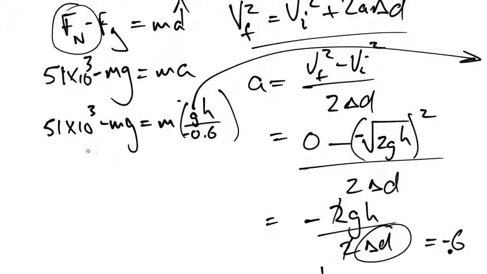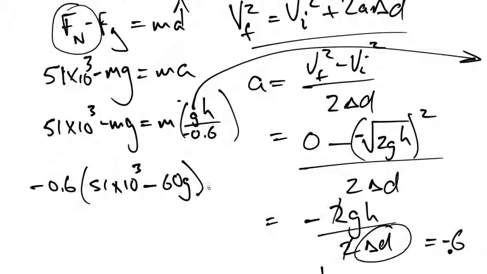Now, our objective here, let's not forget, is to find h. So let's solve for it. What I'm going to do is I've got negative 0.6 times 51 times 10 to the power of 3 minus 60g, and then divided by 60g. Now, one thing, this is actually a negative 9.8.